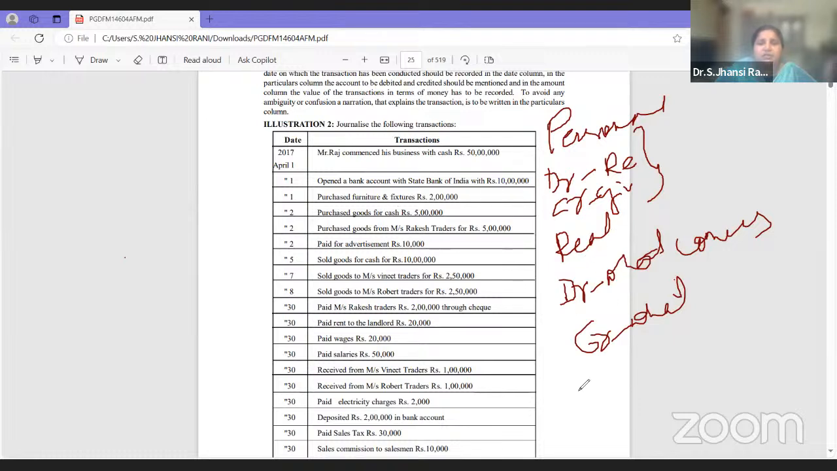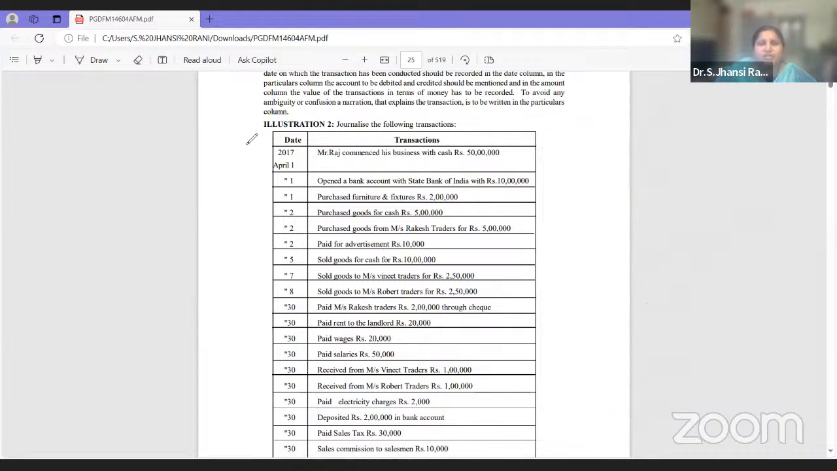Next comes the nominal account, where we will debit all expenses and credit all incomes. So these are the three rules, and based on these three rules, we will try to write the journal entries for the following question given here. Mr. Raj commenced his business with cash rupees 50 lakhs.